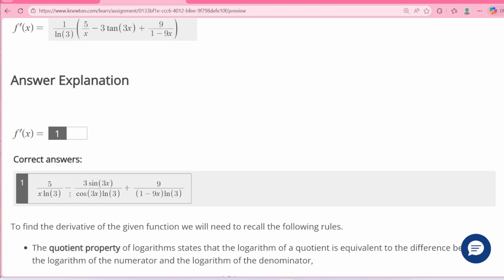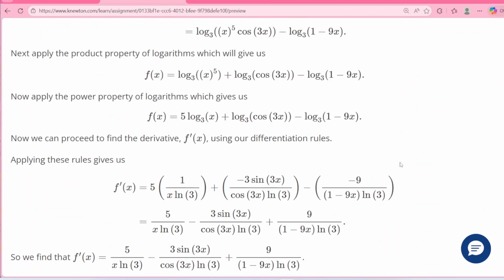Again, look at how they had it, where they kept the natural log of 3 down there in every single term. I just factored it out and rewrote sine of 3x over cosine 3x as tangent 3x, right? So same thing.